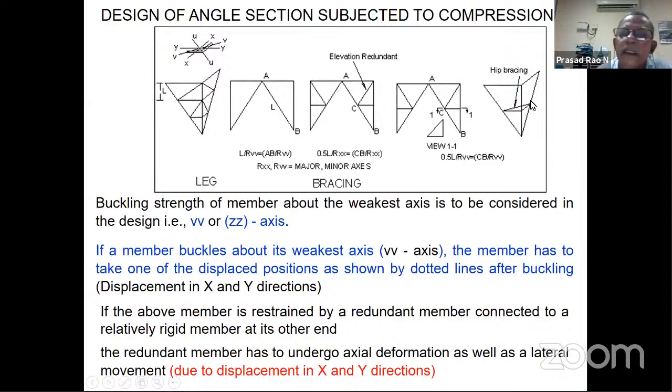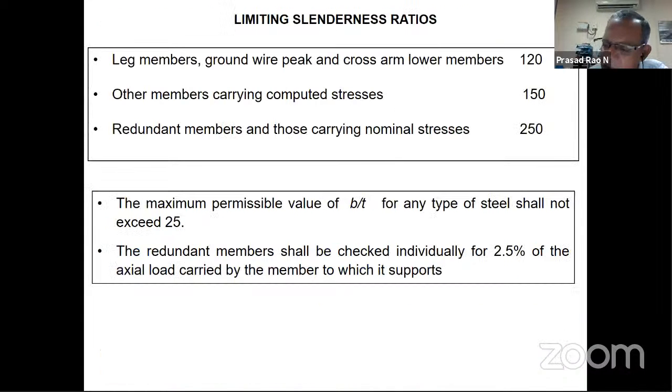And these are the limitations. The leg members are generally designed in the inelastic range of buckling, where the entire cross section will be reaching the yield stress. That's why that is being limited to 120. Normally, people will be using around a maximum of 60 to 70 for L/R. Although the code says up to 120, the demand is around 60 to 70. That will be more economical.